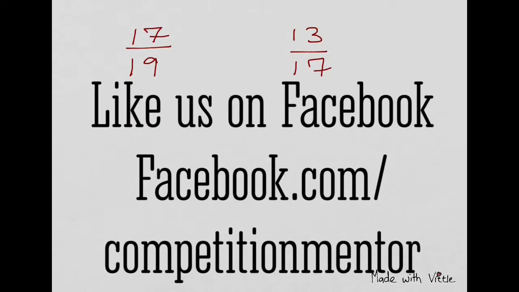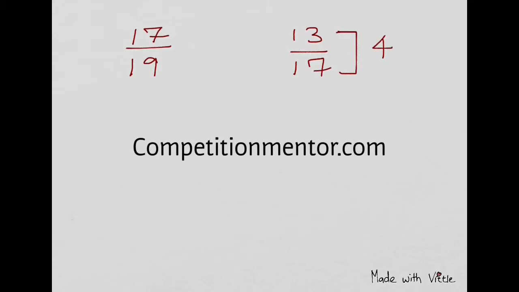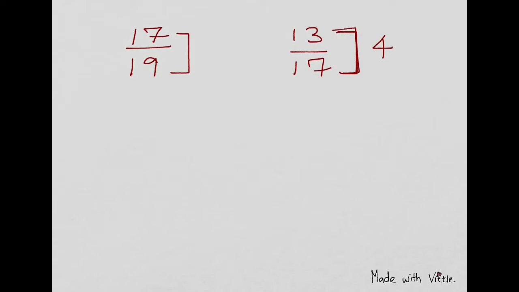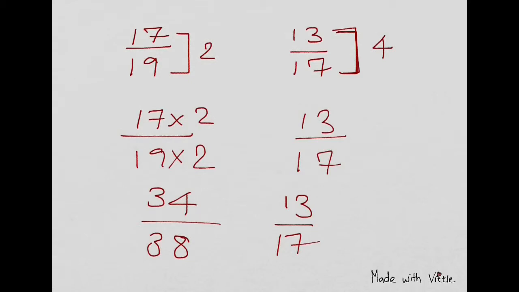If you have to compare numbers which are difficult to multiply, this might be easier. You must be knowing 17 square and then you can do this also, but there is a different technique which is faster than this. The difference between these two is 4, 17 minus 13, and the difference between these two is 2. So what if we multiply this 17 into 2 and then 19 into 2, the fraction remains the same. We'll keep 17 as it is, which gives us 34 by 38 and 13 by 17.